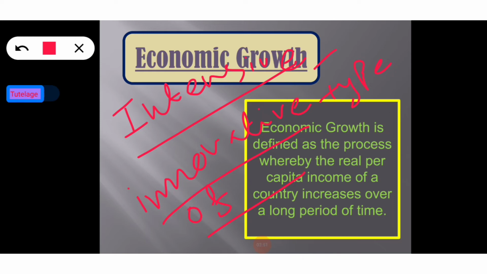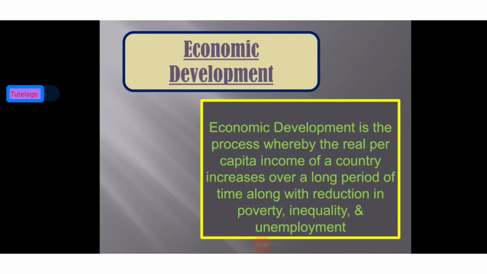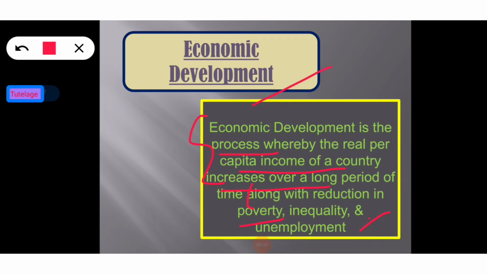So now going to the next topic, that is economic development. This is the definition of economic development. Economic development is a process whereby the real per capita income of a country increases over a long period of time, along with the reduction in poverty, inequality and unemployment. So we can see the concept of economic growth is included in the definition of economic development.